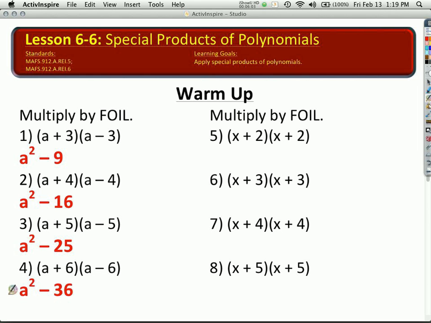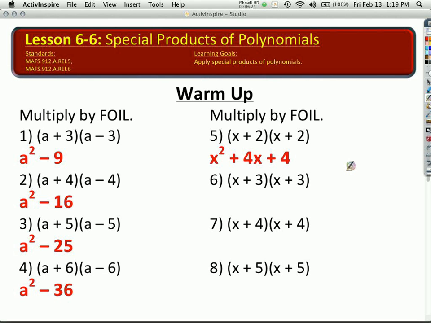Numbers 5, 6, 7, and 8. Stay on your toes. I got student number 2 and student number 13 for number 5. What'd you get? X squared plus 4x plus 4. Okay. X squared plus 4x plus 4.